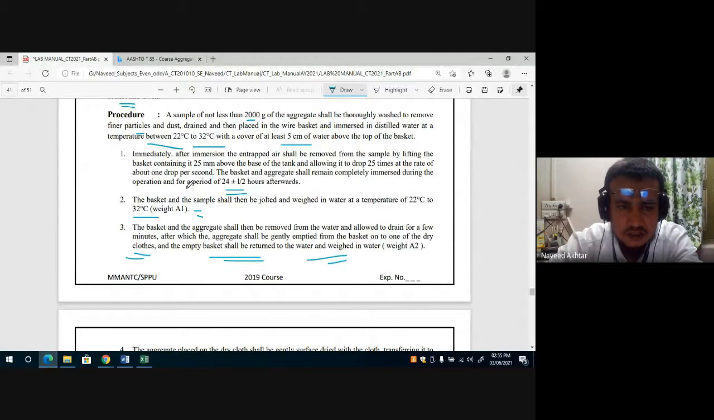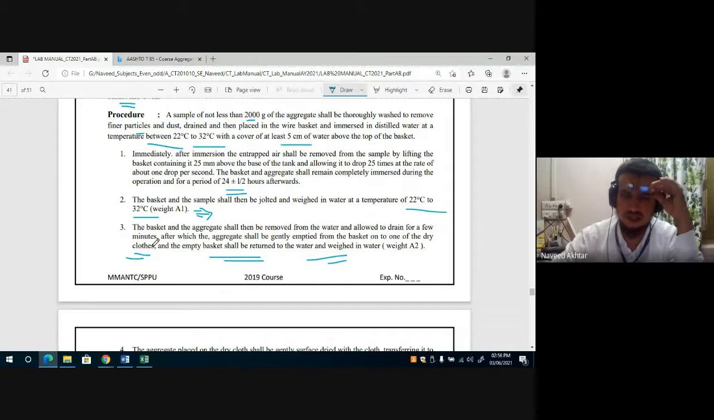water. The weight is recorded, that is, the basket and the sample shall then be jolted and weighed in water at a temperature of 22 to 32 degrees Celsius and recorded. That weight is nothing but A1. The basket and aggregate shall then be removed from the water and allowed to drain for a few minutes, after which the aggregate shall be gently emptied from the basket onto a dry cloth, and the empty basket shall be returned to the water and the weight of the basket in water is taken, that is weight A2.